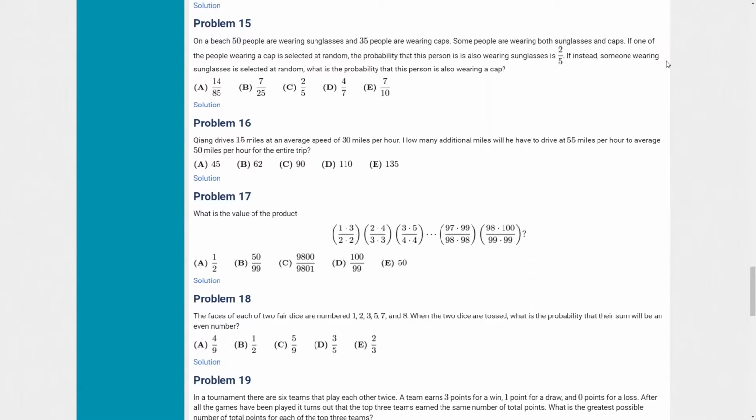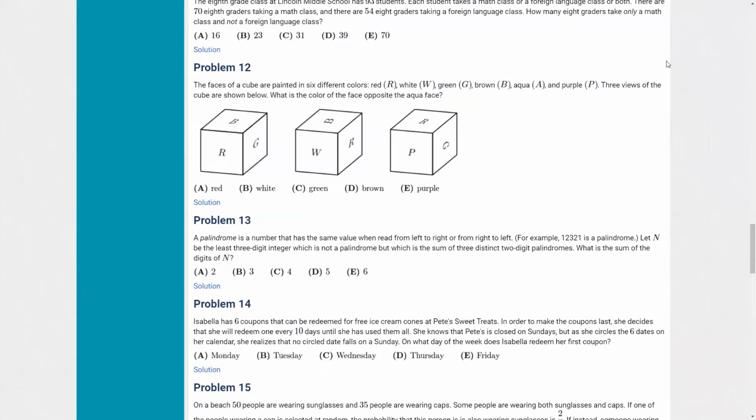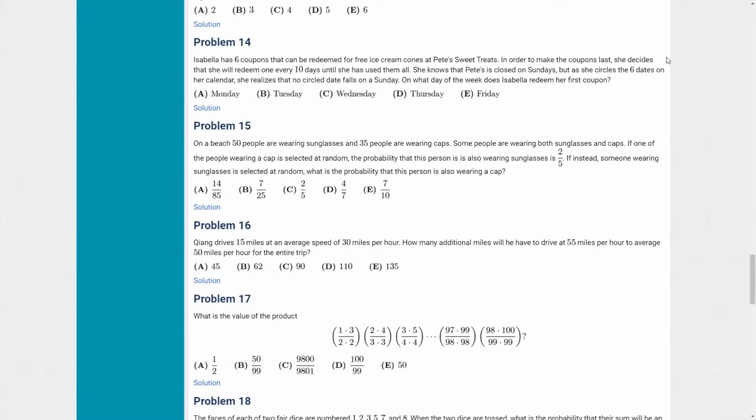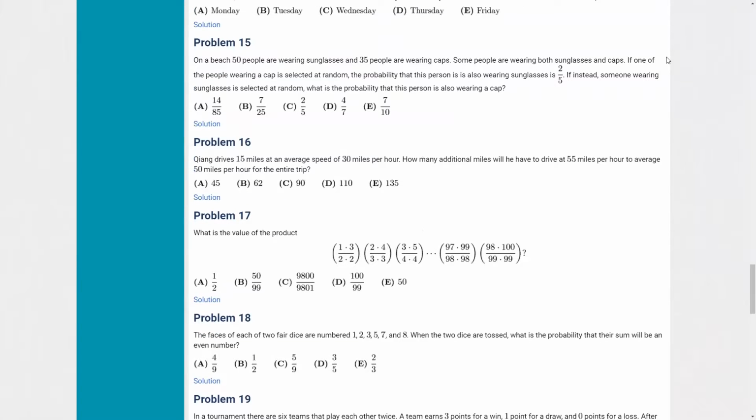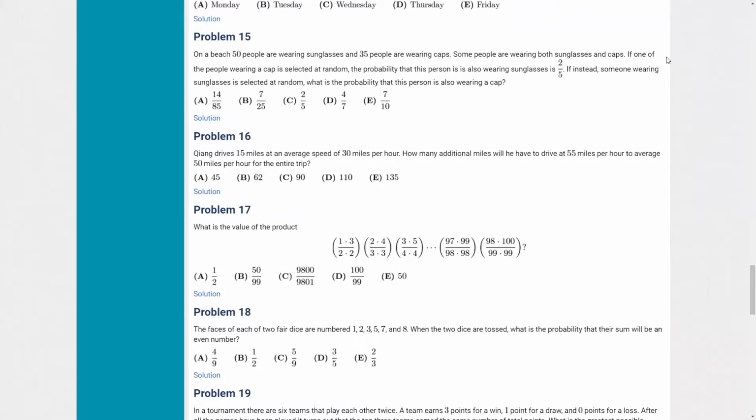Let's go to problem number 15. On a beach, 50 people are wearing sunglasses and 35 people are wearing caps. Some people are wearing both sunglasses and caps. If one of the people wearing a cap is selected at random, the probability that this person is also wearing sunglasses is 2/5. If instead someone wearing sunglasses is selected at random, what is the probability that this person is also wearing a cap? Right, so this is very similar to question number 11 that we solved.